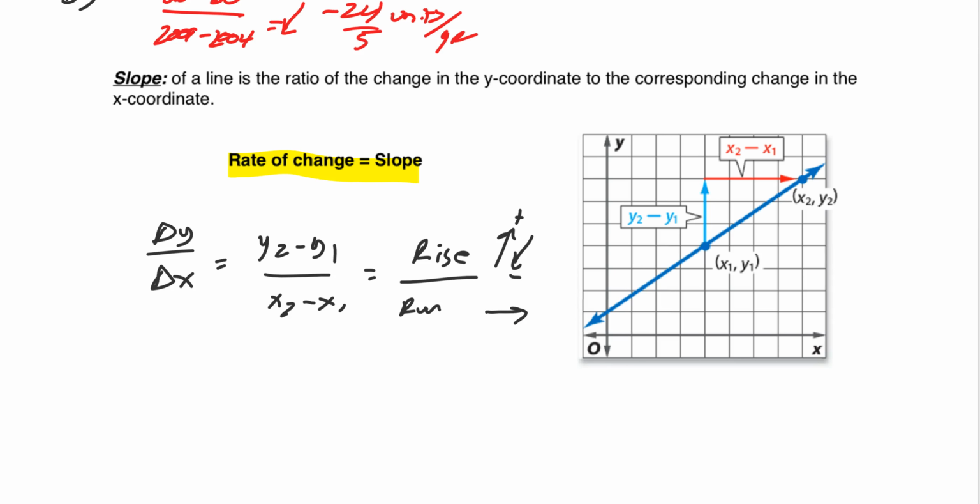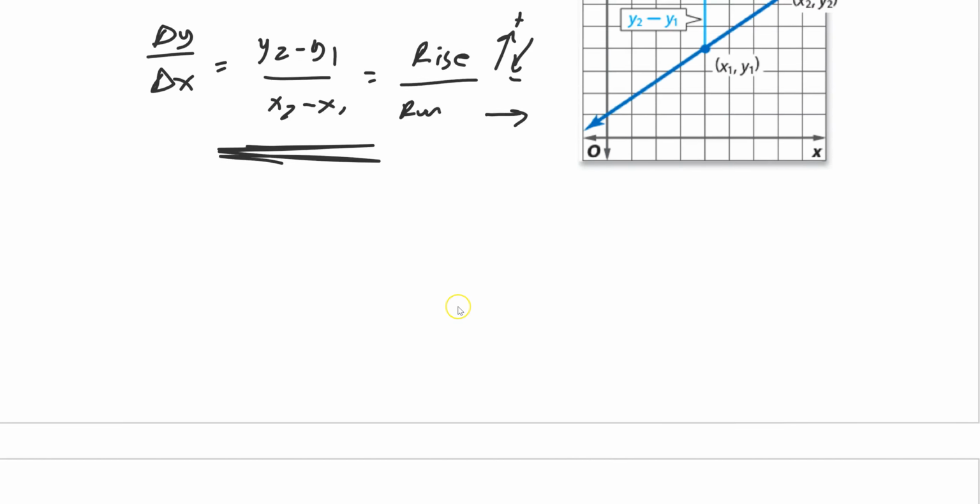So that's rate of change. Alright, so big idea here, rate of change is the exact same thing. You find the exact same way. If I say find the rate of change, you do this. If I say find the slope, you do that. Or you can do rise over run.